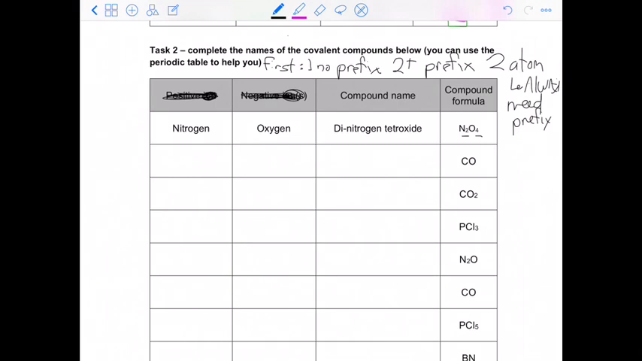So for example, let's have a look at N2O. So N stands for nitrogen. O is oxygen. We have 2 nitrogens, so we need to say dinitrogen. But we only have 1 oxygen. But because it's the second atom, we always need that prefix. So we need to say monoxide.